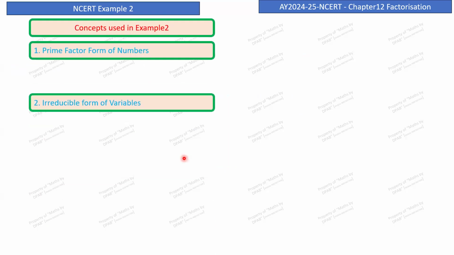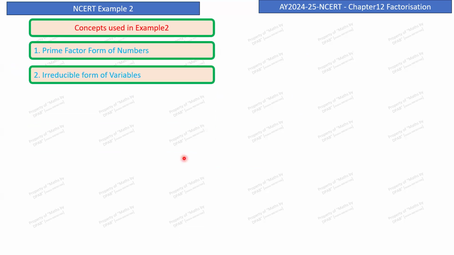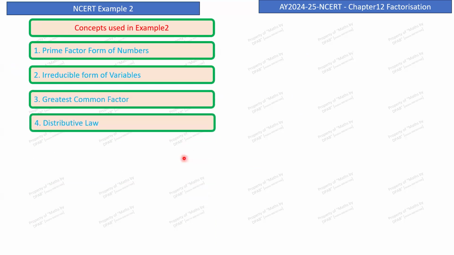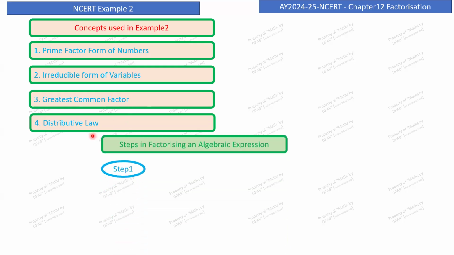So I just want to recap whatever we have discussed. These are the concepts we have used: prime factor form of numbers, irreducible form of variables, greatest common factor, distributive law. And the steps in factorizing any algebraic expression.